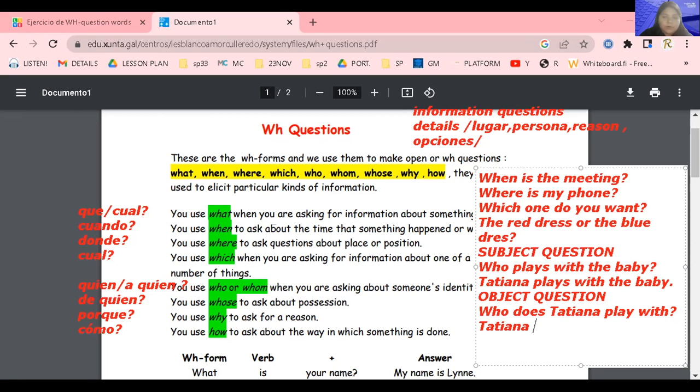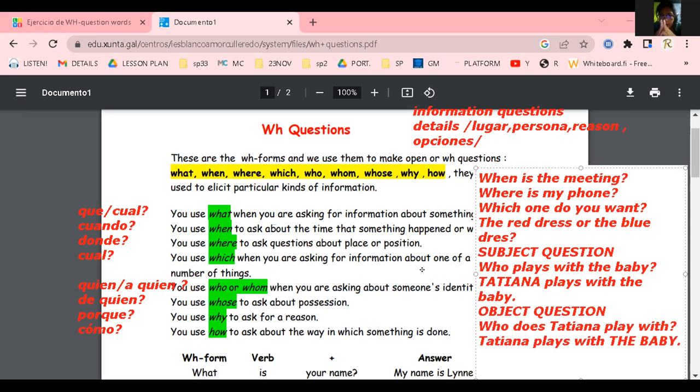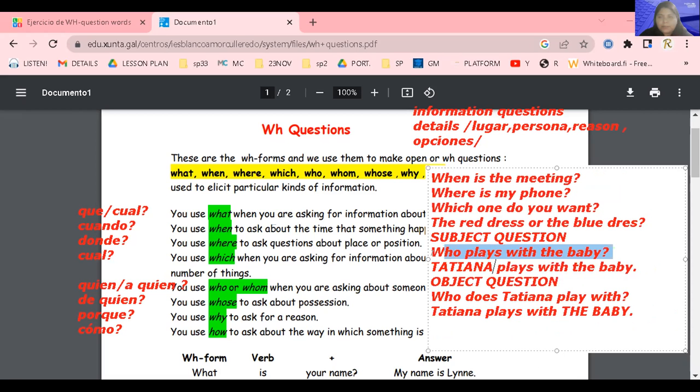Aquí en lo que yo me enfoco no es en Tatiana. Me estoy enfocando con quién juega. Tatiana plays with the baby. Entonces la información relevante en esta segunda pregunta es el objeto. ¿Con quién juega? Con el bebé. Y en esta de acá, subject question, ¿cuál es la información importante? Veamos, en la primera dice, who plays with the baby? ¿Quién juega con el bebé? Tatiana. Entonces, acá en una subject question, la persona que realiza la acción es lo más importante.